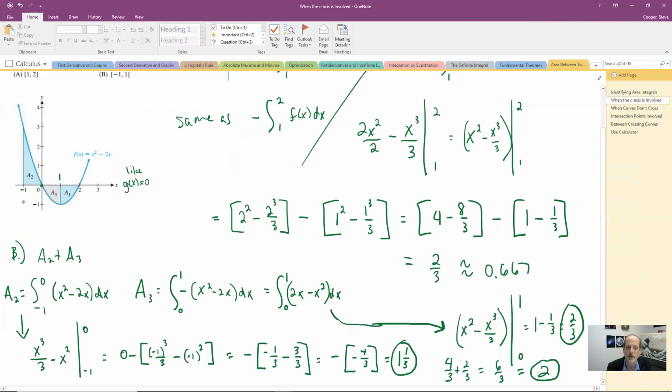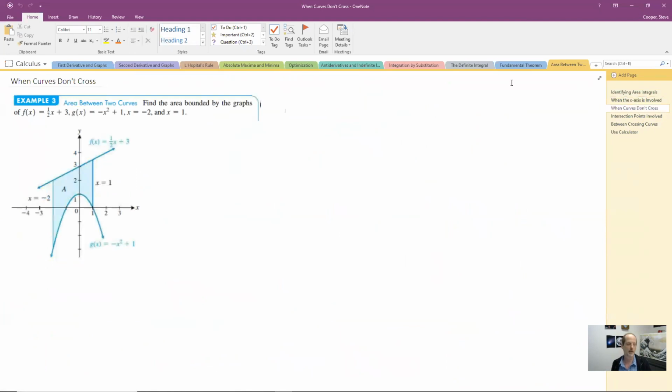So the area between the curves x squared minus 2x and the x-axis between negative 1 and 1, the total area is 2. All right. Let's move on to when our curves don't cross, and then we'll get into when they do cross. It's a little easier when they don't cross.